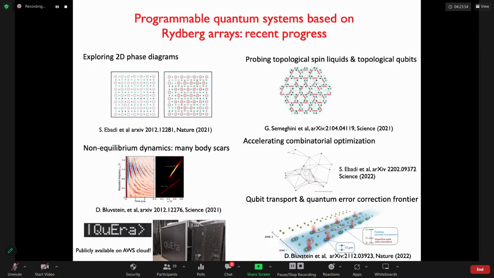We also studied topological physics, realizing something called quantum spin liquid, which was first proposed 50 years ago, but had not been seen in the lab until now. So I'll talk a little bit about these two topics here: about accelerating combinatorial optimization, and also about building a general purpose quantum computer and the quantum error correction frontier, in my next 20 minutes or so.